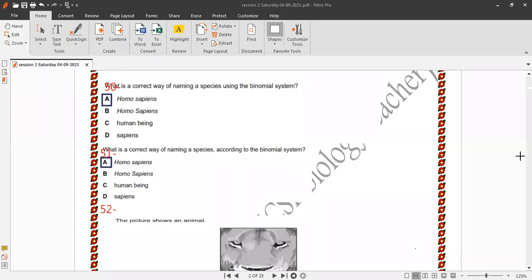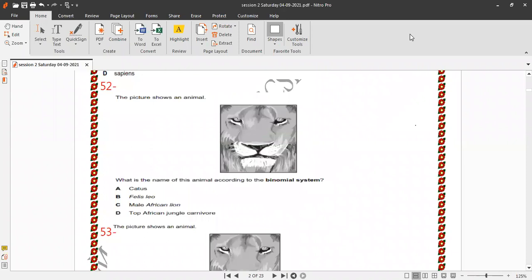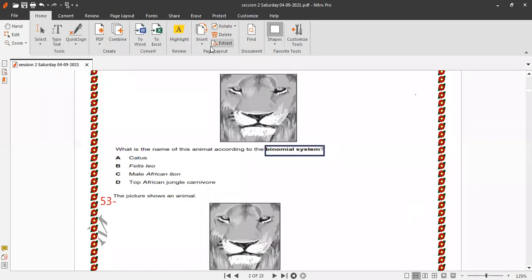Ahmed Abu Magd. The picture shows an animal. What is the name of this animal according to the binomial system?